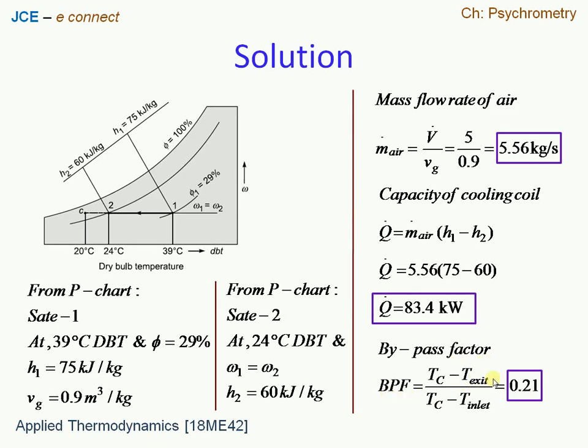As the difference in the numerator becomes lesser and lesser, but not equal to zero, since in reality there will always be a difference, and as it approaches a lower value, that shows the cooling process is effective for a given temperature difference of TC minus T inlet.